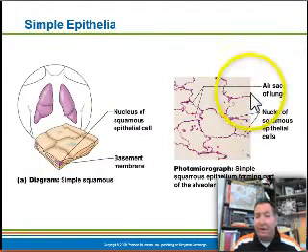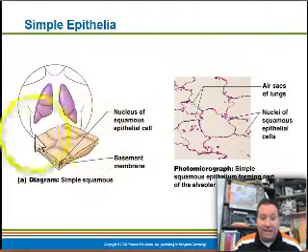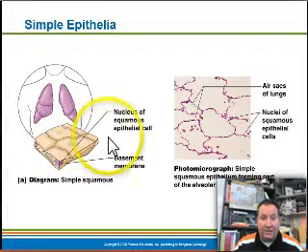The first type of simple epithelial that we have is simple squamous. And this is simple squamous. It'll be on the inside of your lungs itself. So it's just a single layer of flat cells, which is simple squamous.